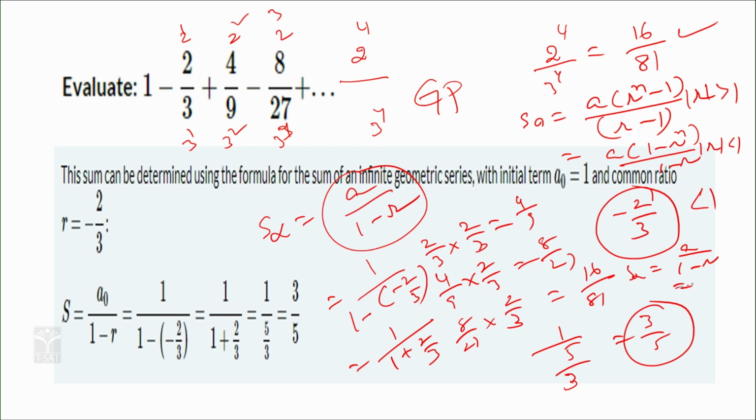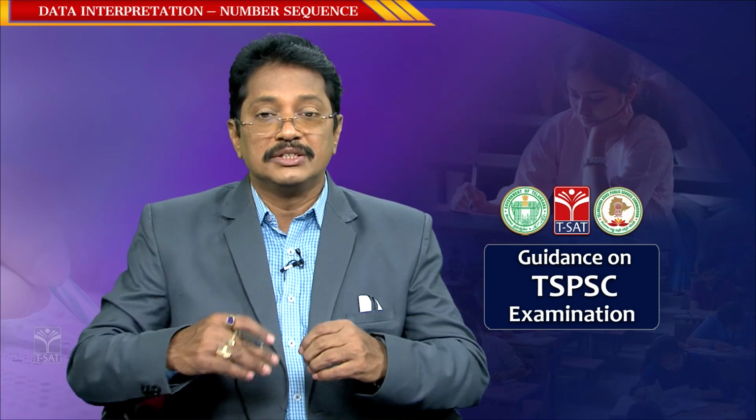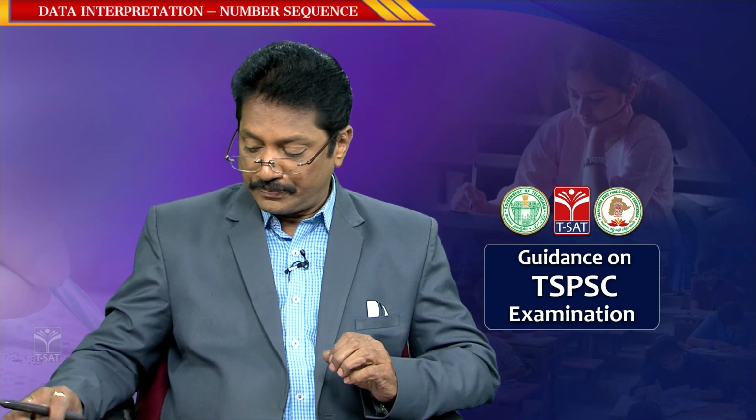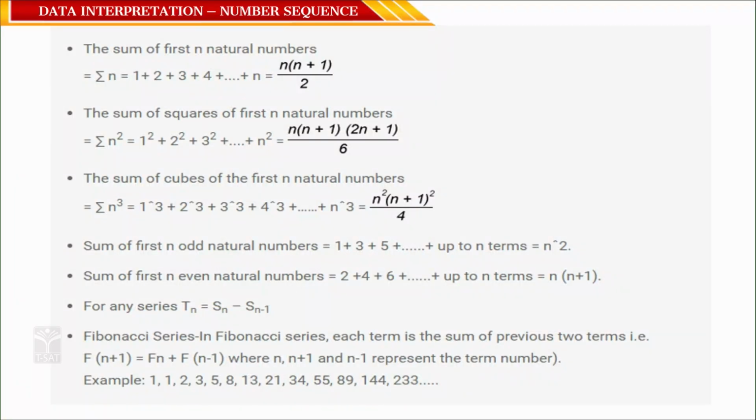A by 1 minus R is used when it is an infinite series. That is the reason I already said, especially for doing number sequences and number series, you have to remember these formulas. Now we will see the next. Here I am giving some very useful formulas to get the answers. The first one is the sum of the first n natural numbers, 1 plus 2 plus 3 and so on up to n, that is n of n plus 1 by 2.